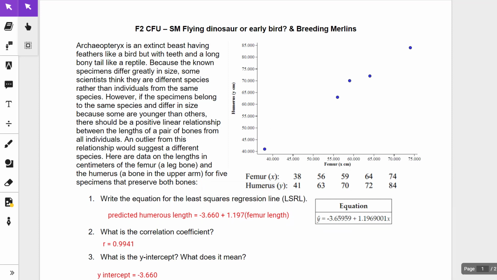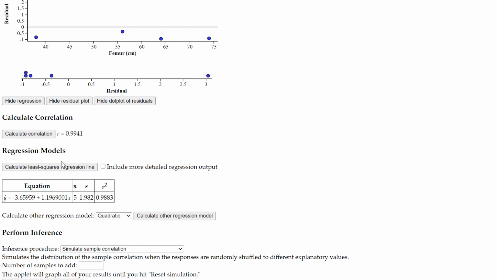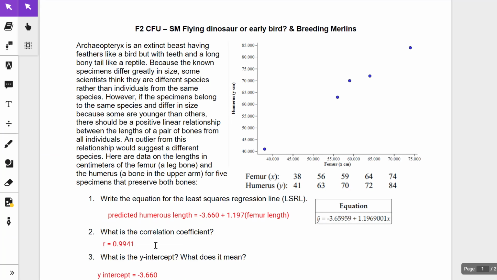Now it asks what is the correlation coefficient, and if I go back to the statlet, this is the correlation coefficient r, 0.9941. So there you go.